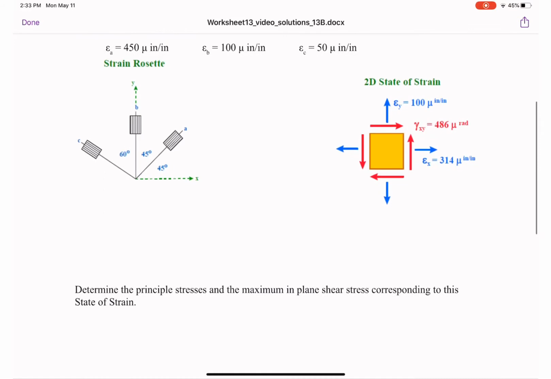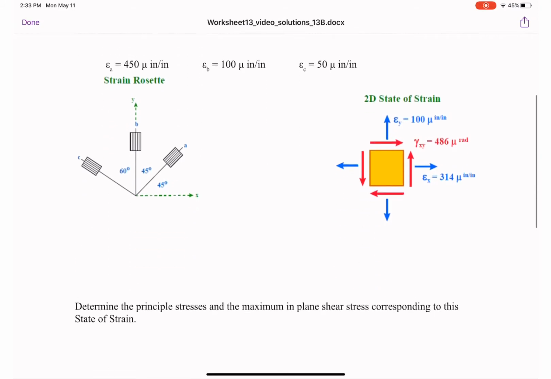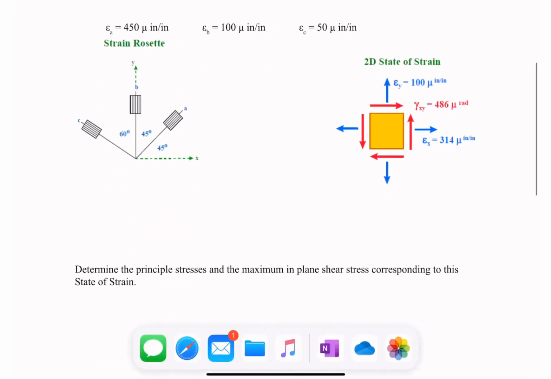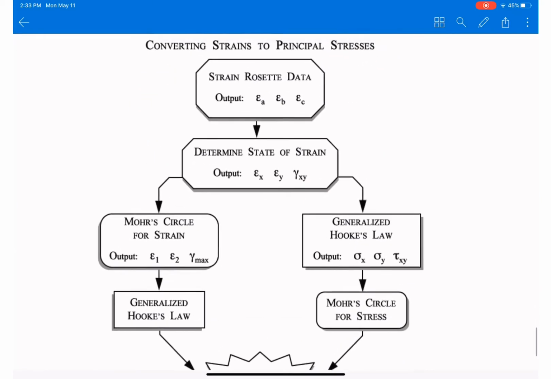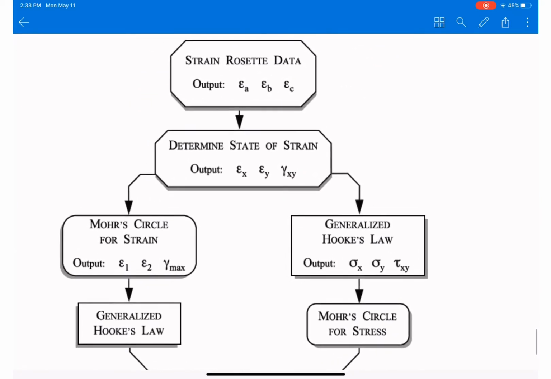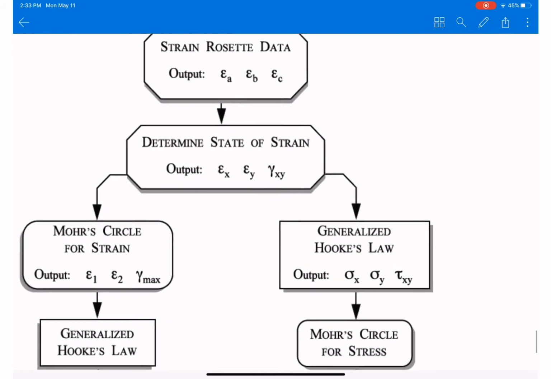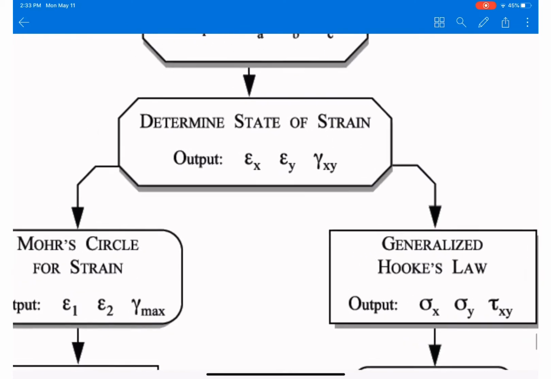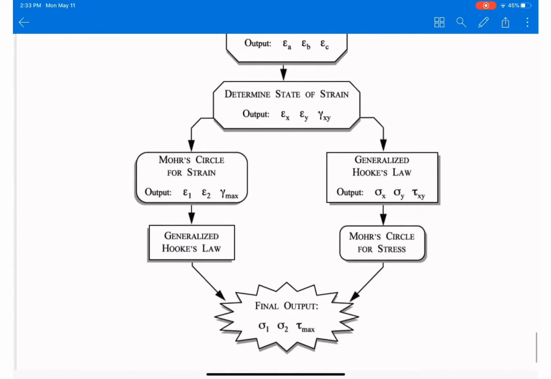Now the question is: determine the principal stresses and maximum in-plane shear stress corresponding to the state of strain. So it is basically converting strain data to principal stresses. Remember the generalized Hooke's law. Go back here, you see the process to do. They give us the strain rosette data, epsilon A, epsilon B, and now they already give the state of strain, epsilon x, epsilon y, and gamma xy. We have two paths, and we'll get the same answer.